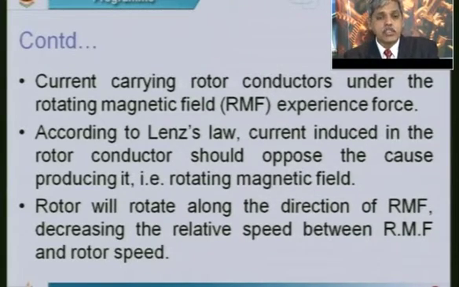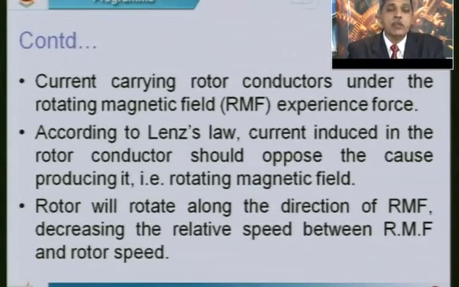So, when the rotor is stationary, there is no speed for the rotor. The stator magnetic field is rotating at a synchronous speed ns and the rotor speed is 0. If I compare these two speeds, there will be a relative speed between the rotating magnetic field and the stationary rotor.